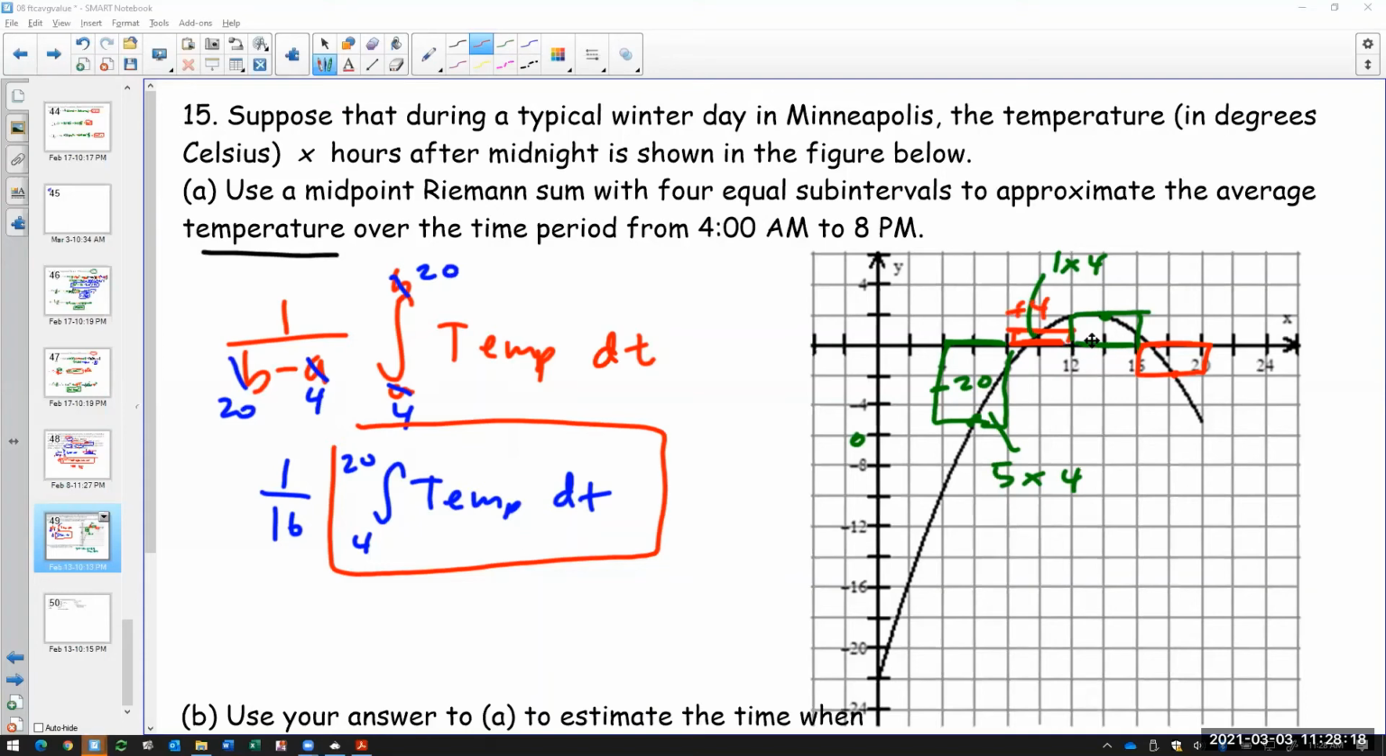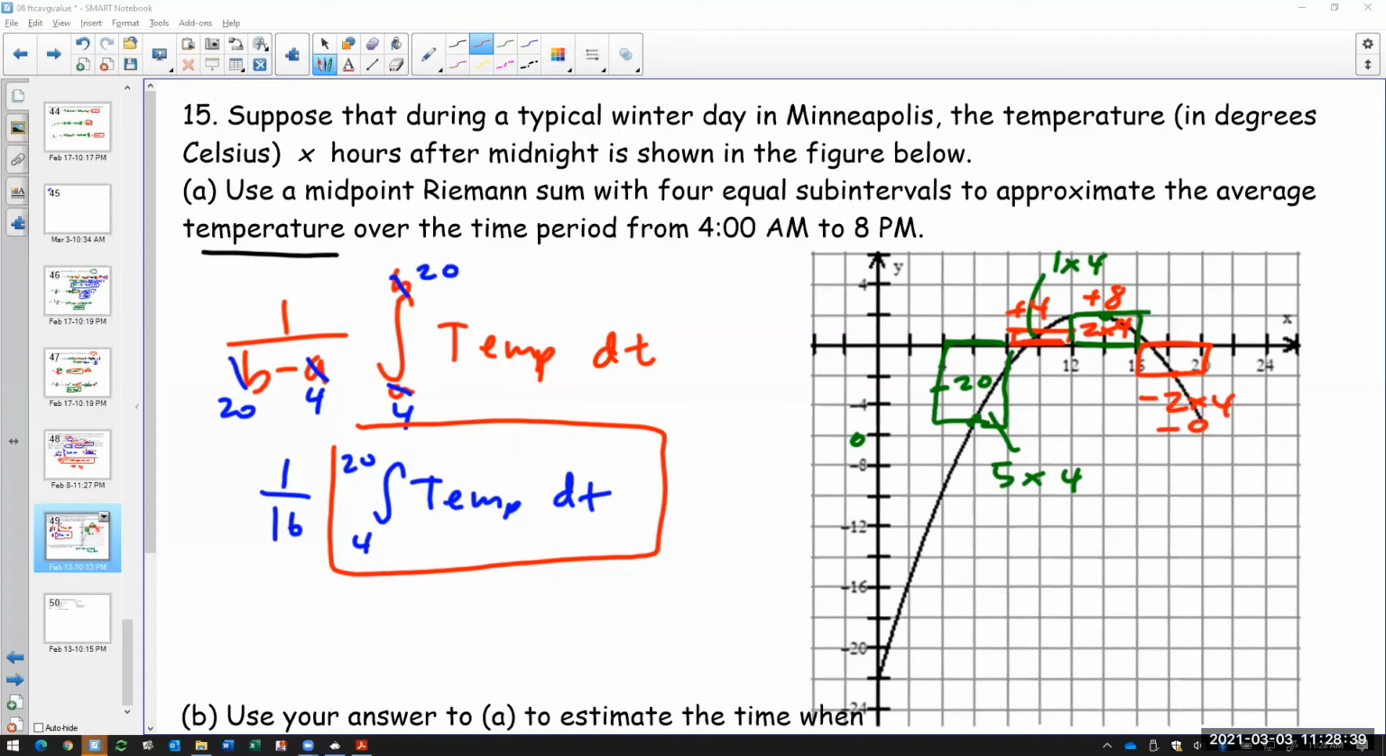What's my third rectangle? What's the height of it? 2. What's the width of it? Is it 4 still? So I'm getting positive 8. And then my fourth rectangle, what's the height of it? Is it negative 2 or 2 times 4?